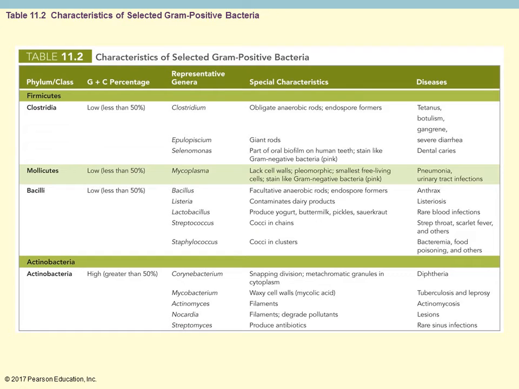So this is just showing some of your gram-positive. By no means is this all the gram-positives. It's just showing you a selection of some of them. Certain characteristics are associated with them, and on the far right it does show the different diseases that can be associated with them. Like I say, we will cover that later.